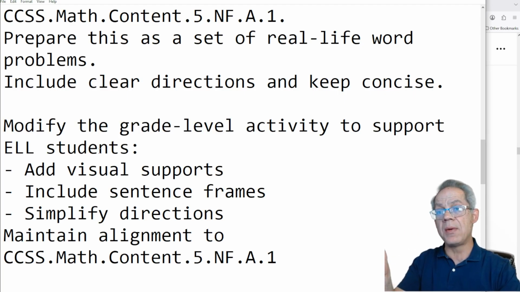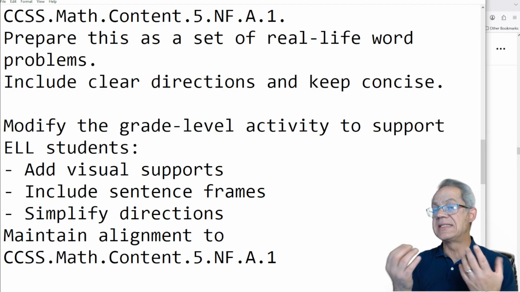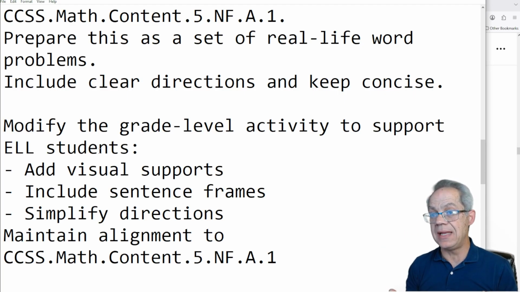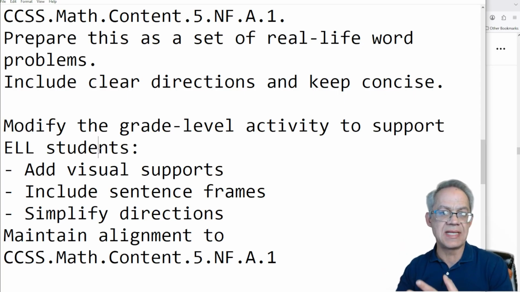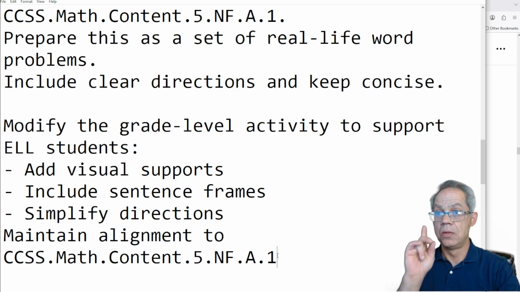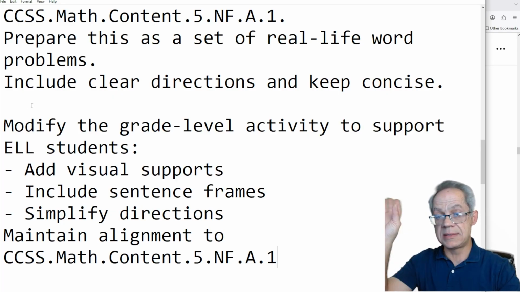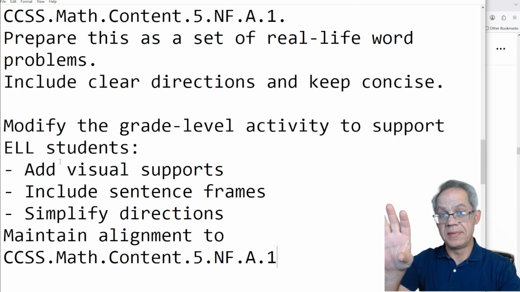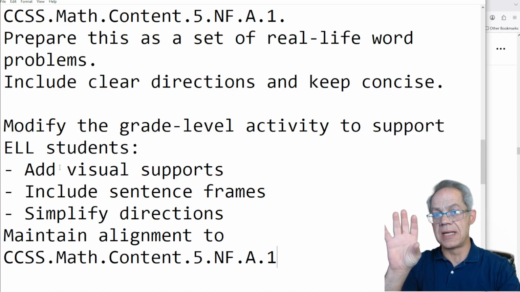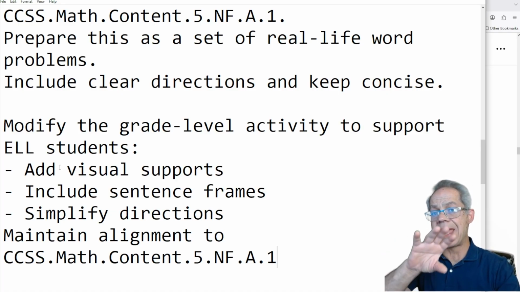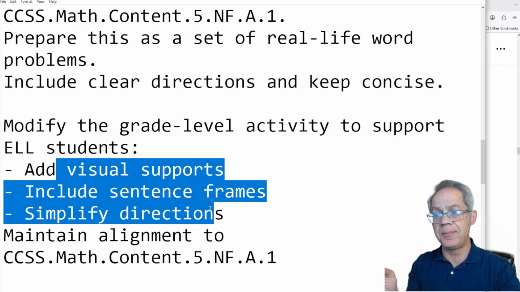And when we thought about what the barriers were and some of the things that the kids might need, that's getting dropped into here. We need visual supports. We need some sentence frames. We need some simplified directions, but make sure we stick to the content standard. So take the base. These are what we think are some barriers and strategies for overcoming the barriers.